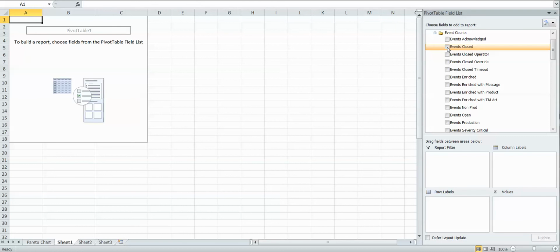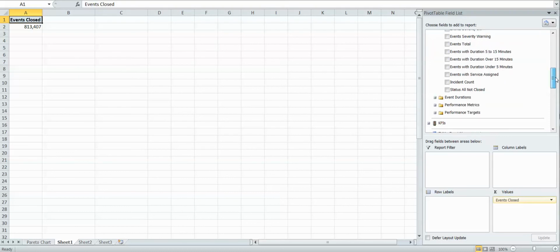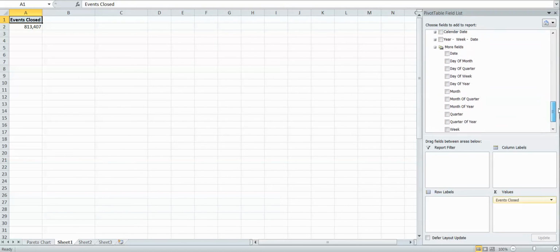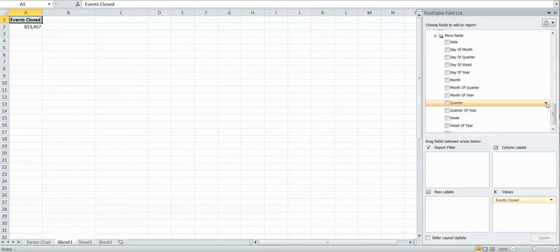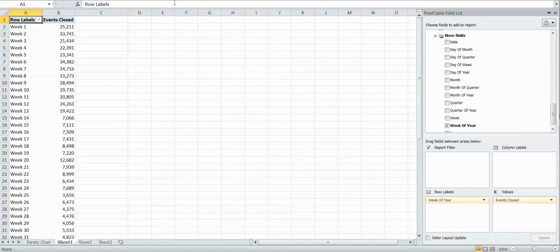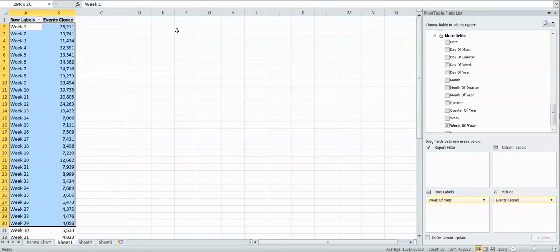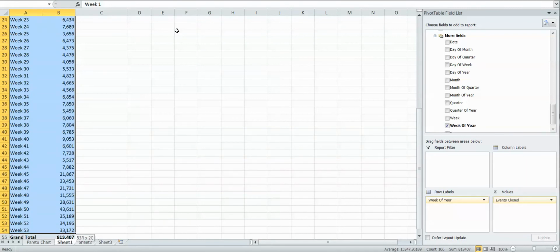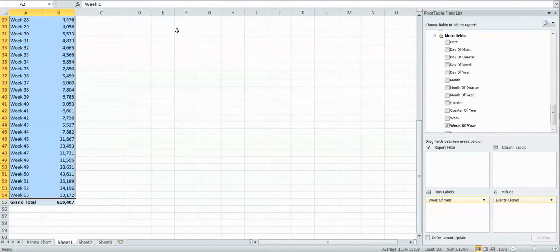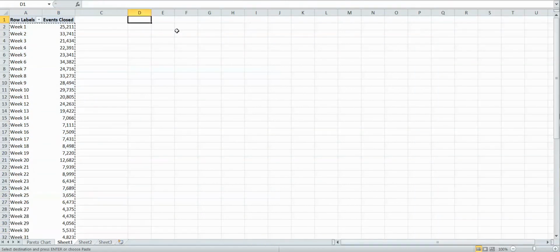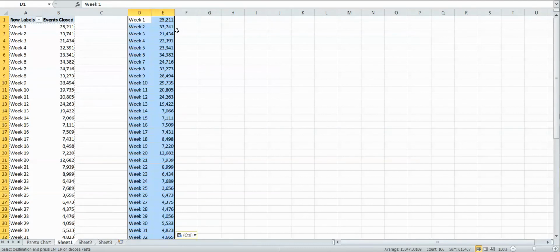So we'll look at our events closed, and then we're going to look at the week of the year. Now this is historical analysis. It's every week that is in the event management system across all of time. This would normally be a query that would break a traditional SQL-based reporting platform without special tuning. So we'll pull out our data there.